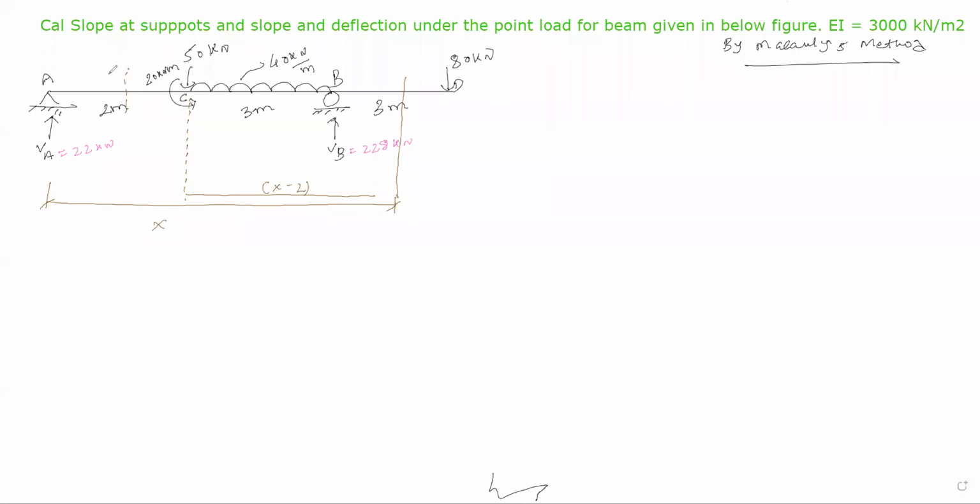Okay, now tell me, is this rule fulfilled or not? Can I take a section in A to C? No. Now the second portion is C to B. If I am cutting the section in between C to D, now tell me how many forces will be available from the left hand side to consider the moment?